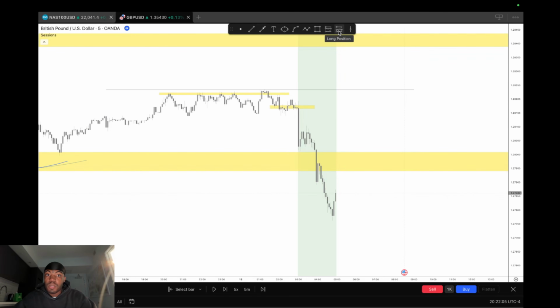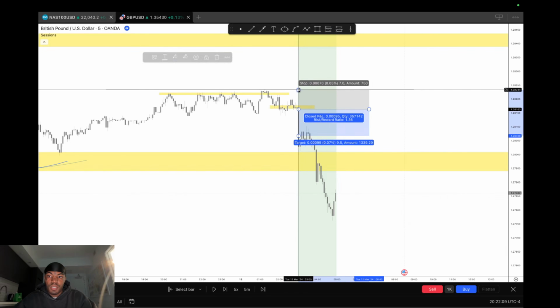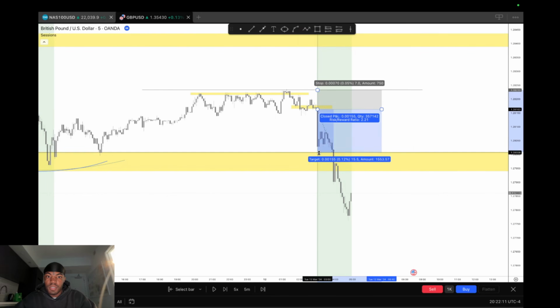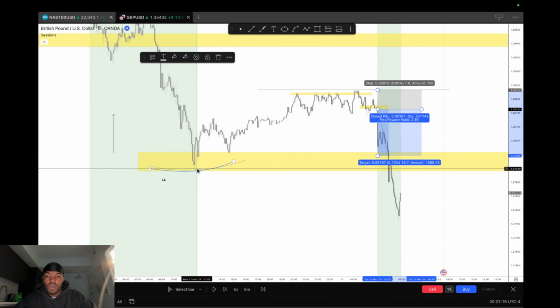So this is a possible trade. This is definitely a possible trade for the scalpers. You will put stop loss here, and then you will be targeting the levels down here. And the reason why we're targeting the levels down here is because that is overall where that low was made, and then price ended up correcting.